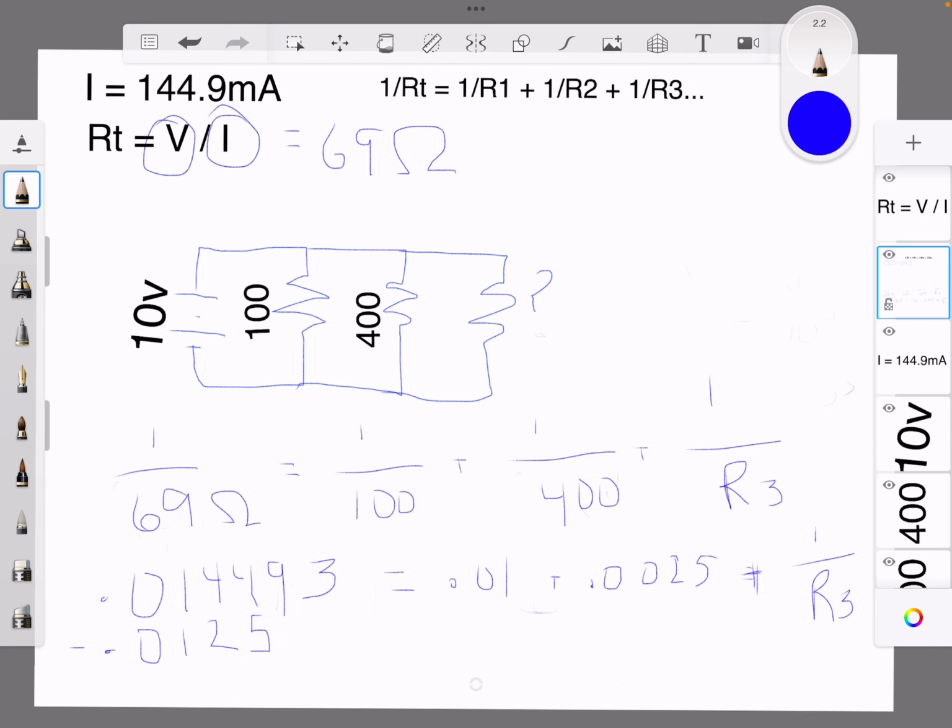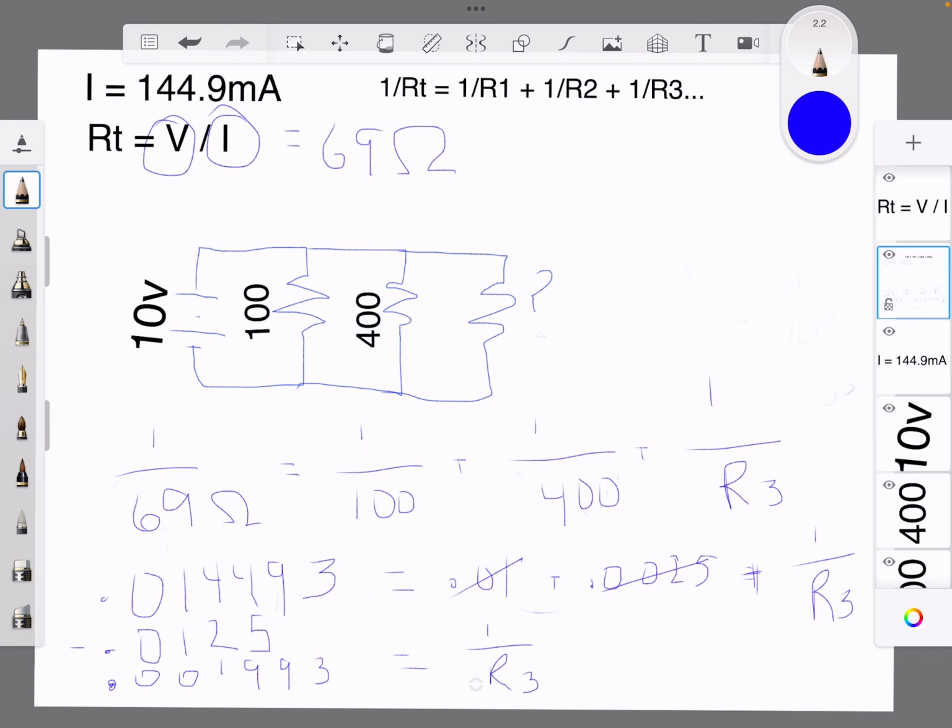Okay, so now we're going to be left with 0.014493 minus 0.0125. That's going to leave us with 0.001993 equals, now we subtracted that one, equals 1 over R3.